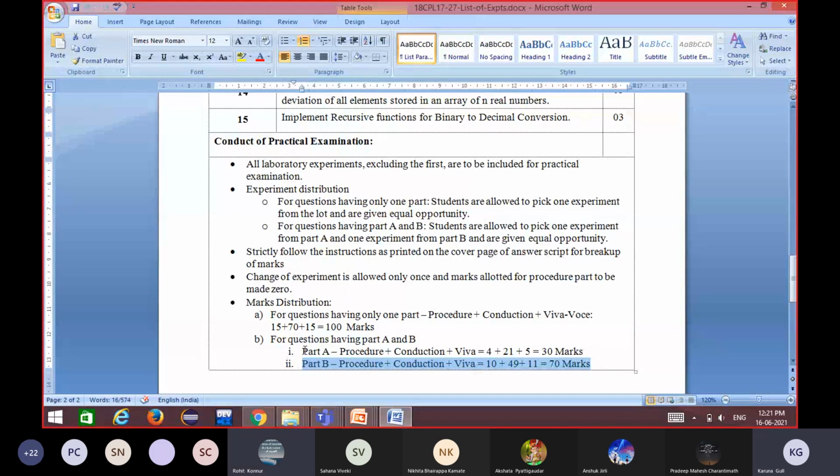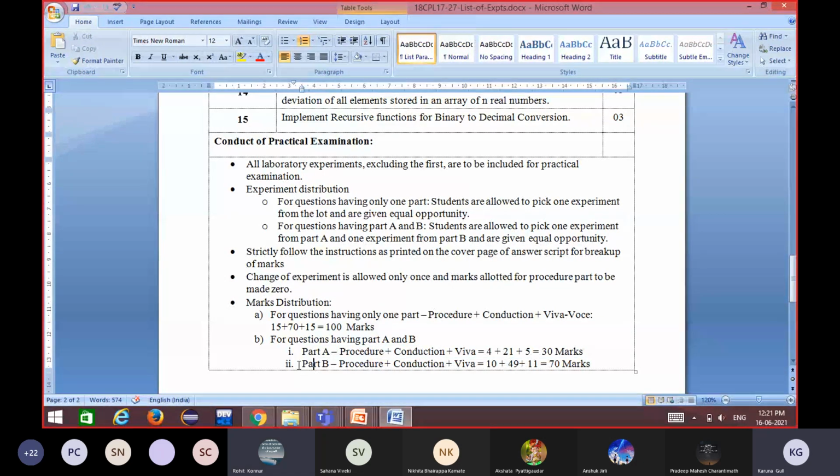In part A, procedure carries 4 marks, conduction, that is execution of the program, carries 21 marks, and viva gives you 5 marks. So totally 30 marks. I don't think 30 marks is going to fetch you the passing marks. For the lab, you have to have a minimum of 40 marks for passing, so you have to take care of that.